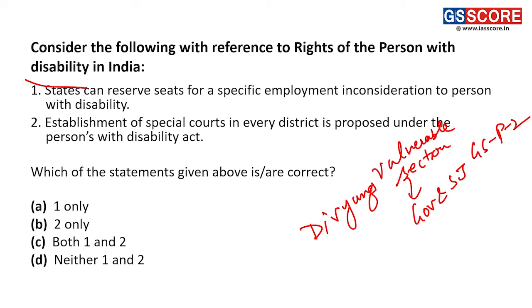States can reserve seats for a specific employment in consideration to persons with disability. Yes, that is correct. We have reservations both within the states as well as at the central level, depending upon various positions and services for the disabled. Establishment of special courts in every district is proposed under the Persons with Disability Act. Well, that is correct. The act was passed in the year 2016 and it envisages basically that there shall be special courts.